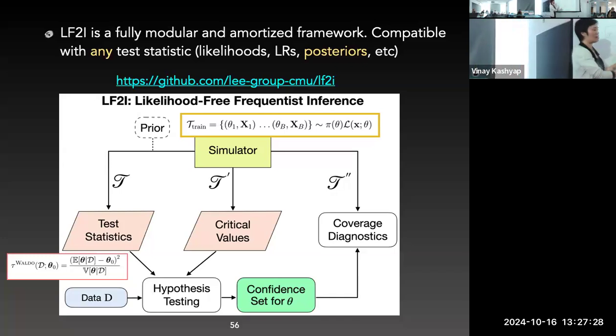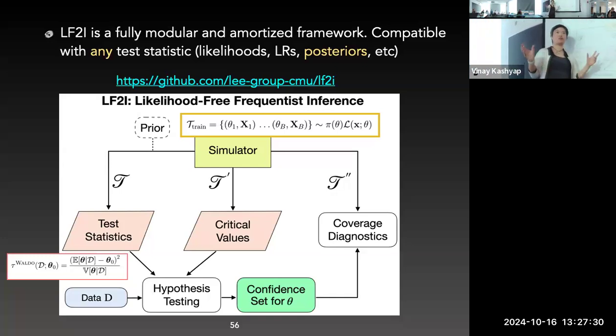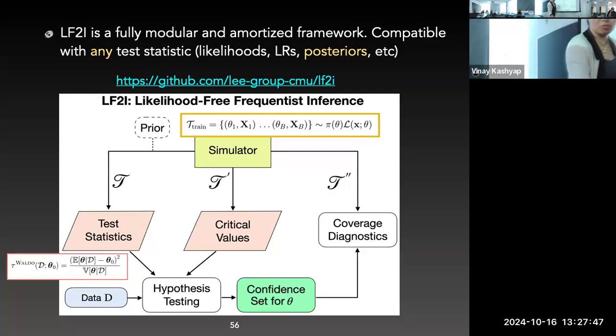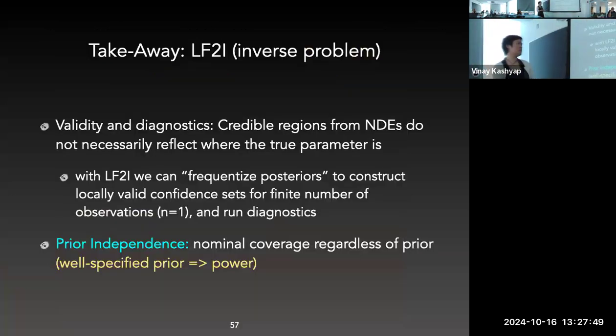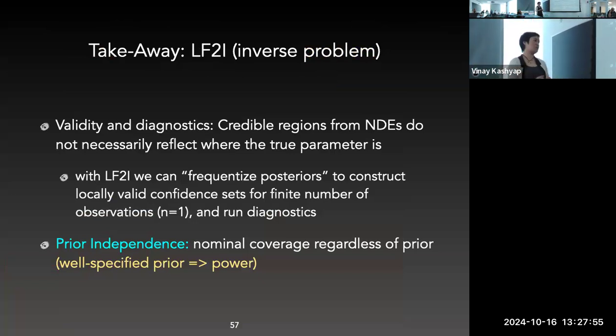Or if you don't like it, you can just use the coverage diagnostics and look at it, see if your credible region is good. I mean, I've talked to data scientists that don't want to do this, but they might want to check the, actually, maybe they're interested to see what the frequency coverage is. So you can do that. And it's very simple. So this has prior independence by construction. You get nominal coverage regardless of prior, as long as you do your quantile regression well.